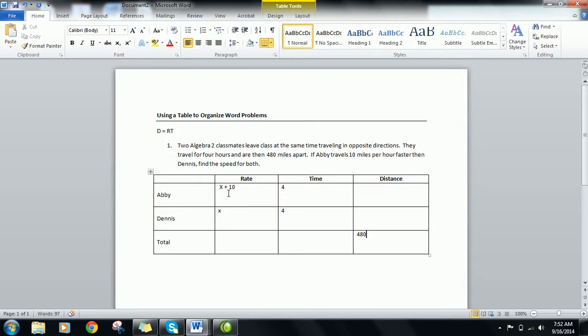Okay, so here's what I'm going to do. I'm going to multiply rate times time to get Abby's distance. So it's going to be 4 times the quantity x plus 10. And Dennis's rate times time equals distance will be 4x. So at the end of the day, we have Abby's distance plus Dennis's distance equals the total distance. Therefore, our equation is going to be Abby's distance, rate times time, plus Dennis's distance, rate times time, equals the total distance. So we're adding this column up to get the total distance. Okay, and you guys can take it from there.